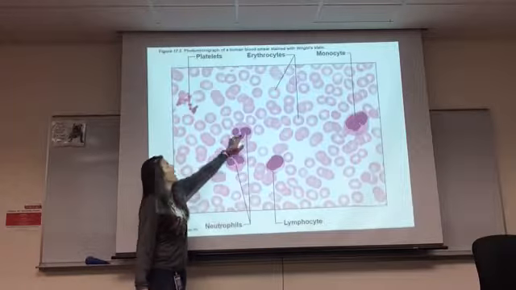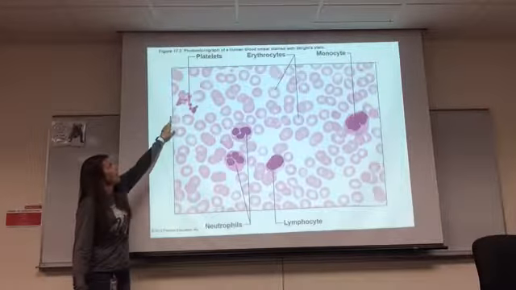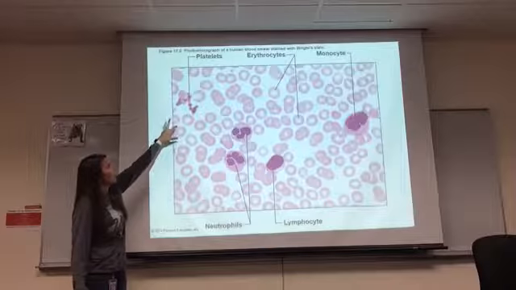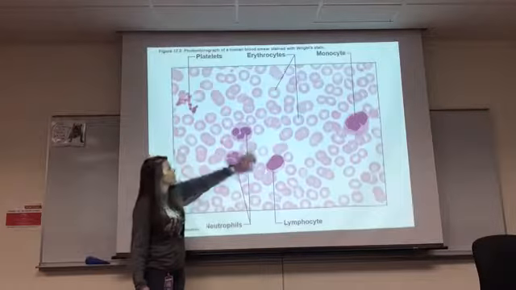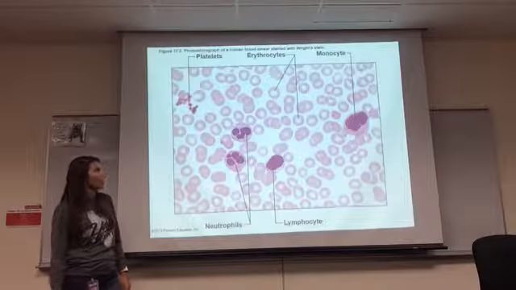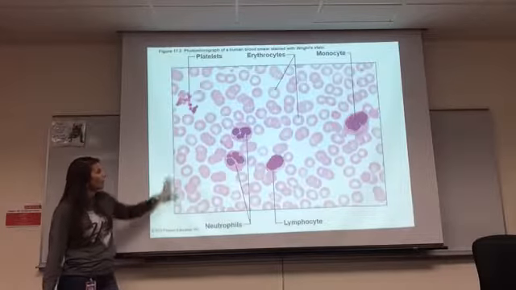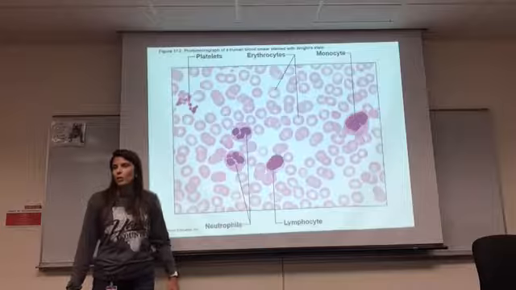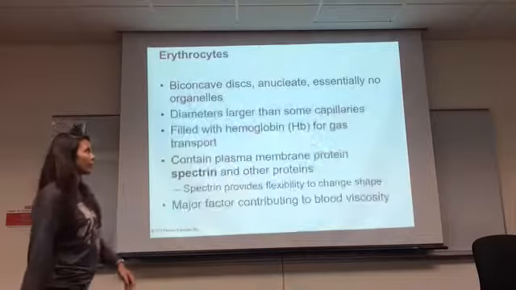These have nuclei. This is not a full cell. Those are platelets. You can tell that that's all kind of broken down. But these have nuclei. These are white blood cells. And they're different types of white blood cells. You can see they all look a little bit different. But the majority of your blood composition is going to be red blood cells.